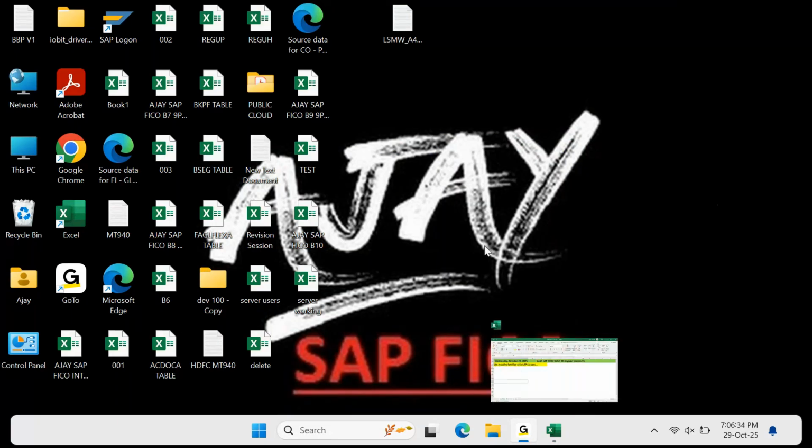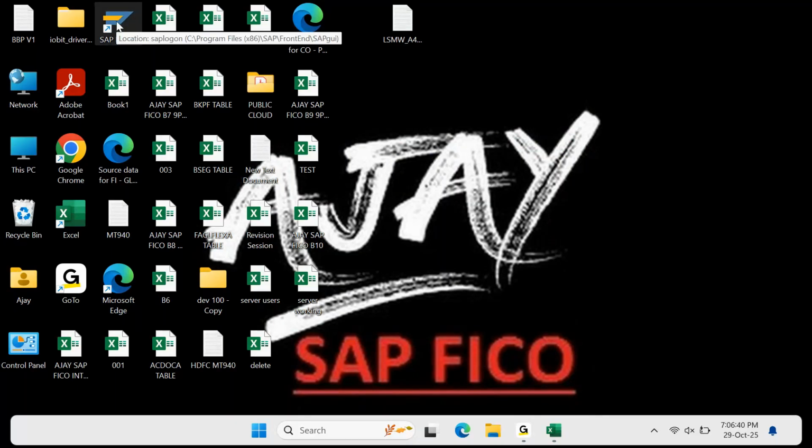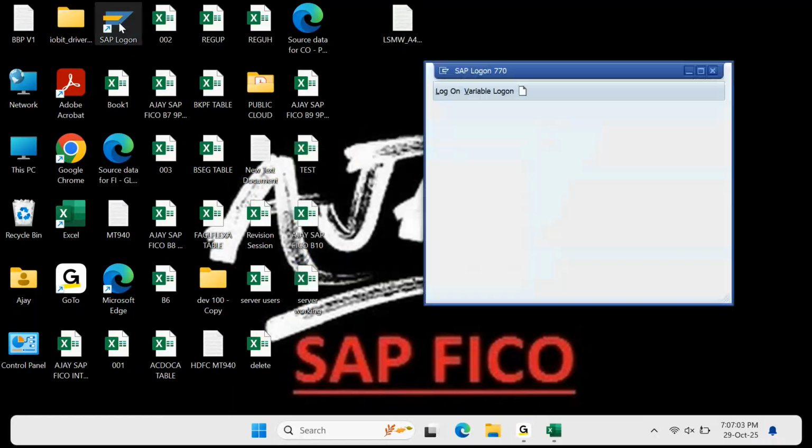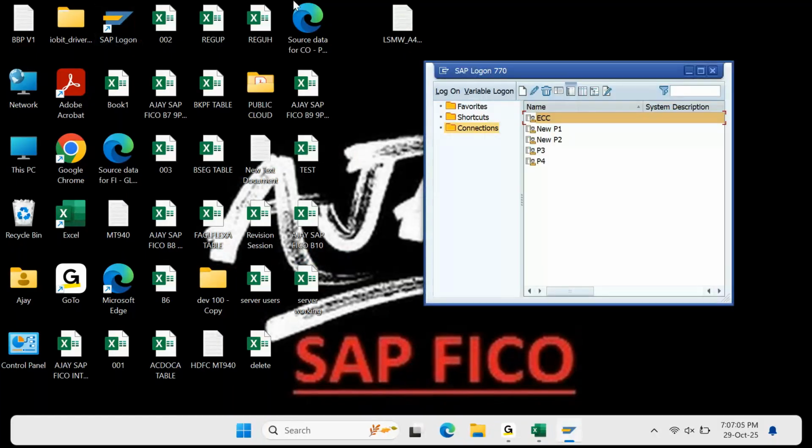Now on my desktop, can you see this icon called SAP Logon? This is the icon that you will have on your laptop or desktop when you start working on SAP. Maybe you're an end user or a consultant, but for both, the logon pad remains the same. Now you need to double click on it, and you will find different connection details here.